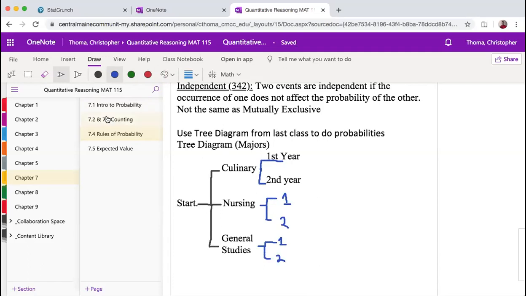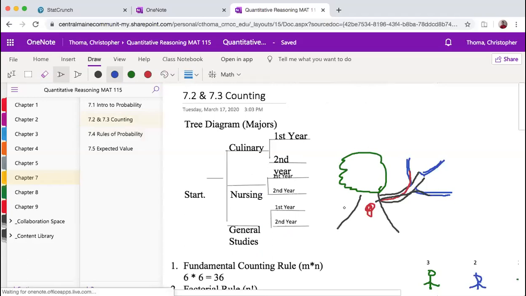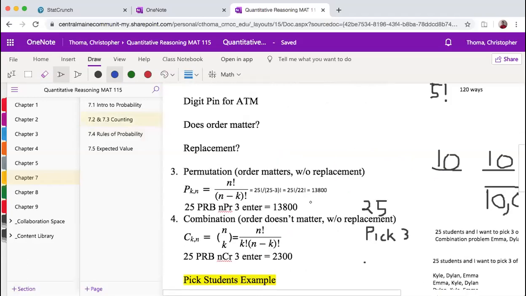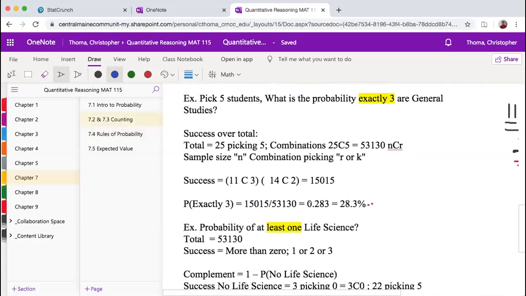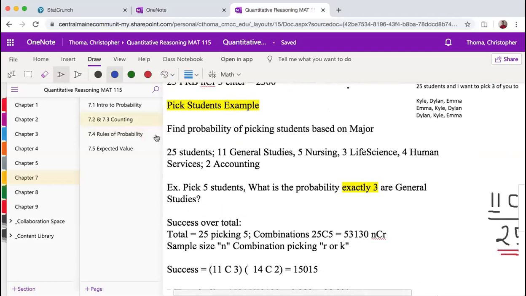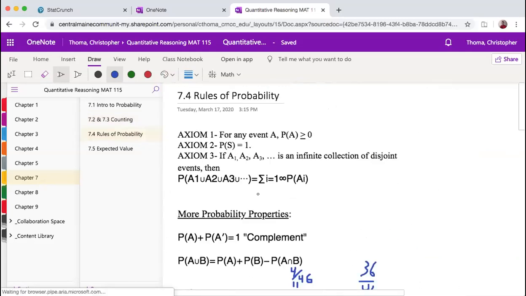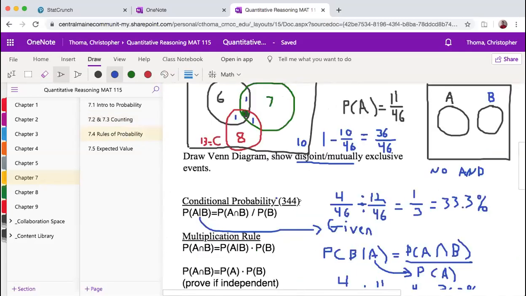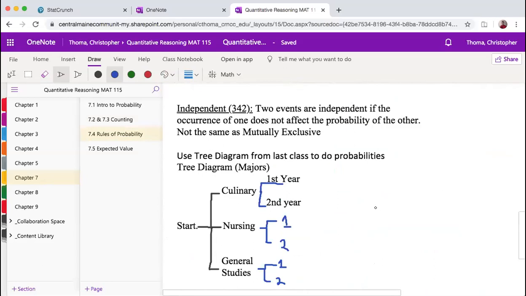So did we put numbers to our tree last class? We did a little bit down here, but not so much. That was just our counting. So let's put some numbers to this real quick. Because we have a small class, I'll just make them up. So say in culinary we have 5 students in our class. And so 2 are in their first year, 3 are in their second.